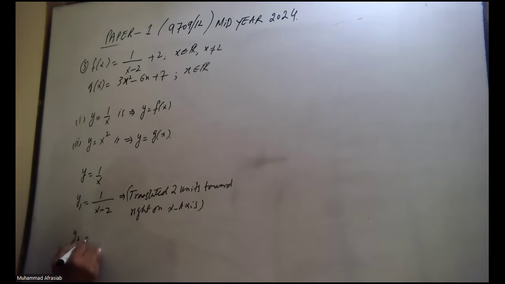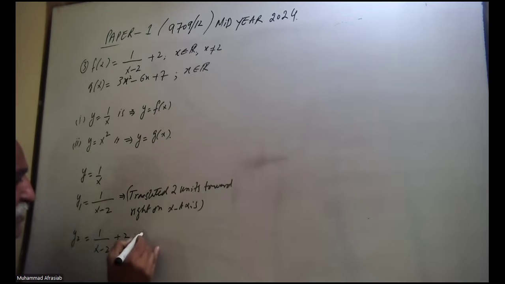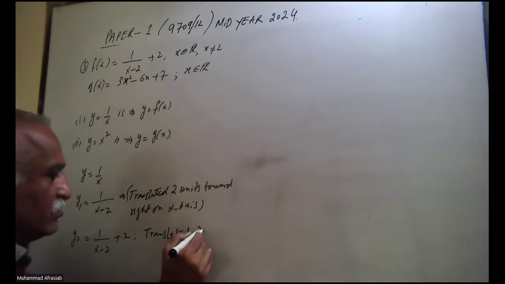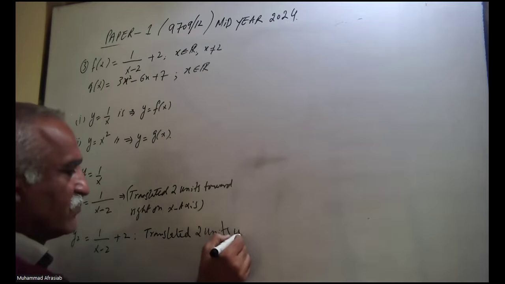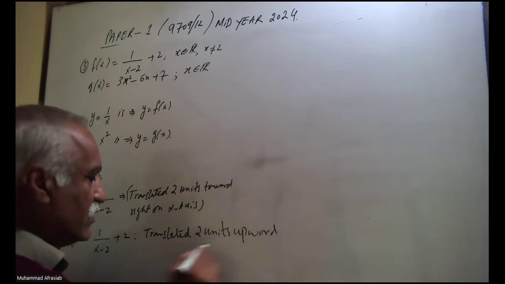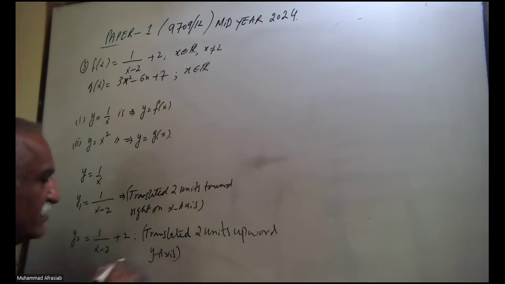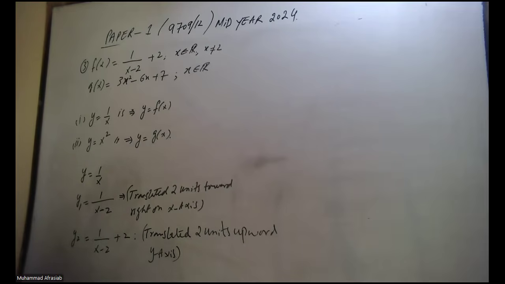Then y2 is equal to 1 over x minus 2 plus 2. This means it is translated 2 units upward on the y-axis. So these are the two properties which are going to be used in this part. At first, it is translated 2 units towards right, and then 2 units upward, in this translation given in the form of f of x.